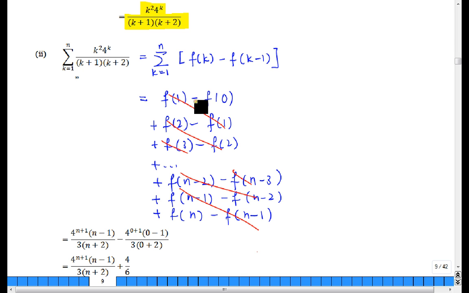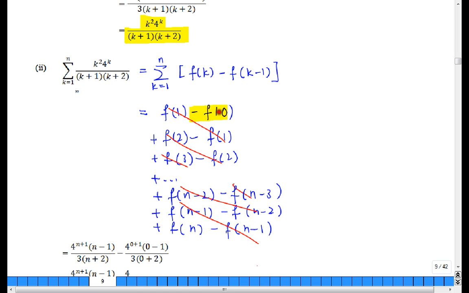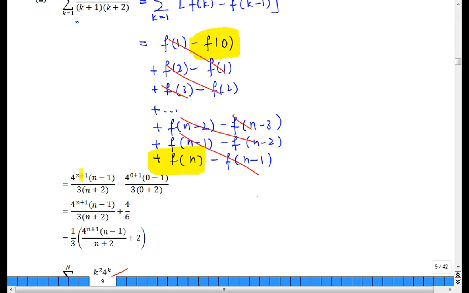Now, what are we left with? We are only left with two terms, which is minus F0 and plus Fn. Correct? Minus F0 and plus Fn. At this point, then you write what is Fn and what is F0. It's a lot easier. Can? So what is Fn? Just substitute, change your k to n, change your k to 0. The rest is evaluation. Consider that done. Is that alright? Good. Very easy, right?